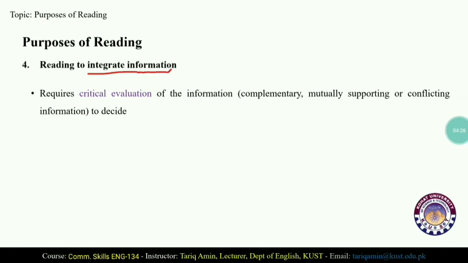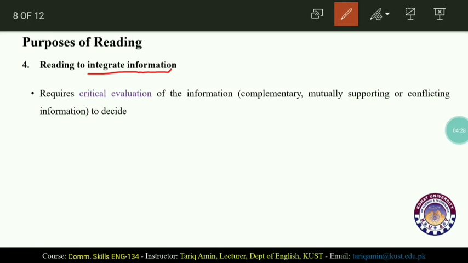For example, it requires critical evaluation of the information. Now the information can be complementary, it can be mutually supporting, or it can be conflicting information. So we come across different information. First of all, we critically evaluate the information. We evaluate the complementary information. We critically evaluate the mutually supporting information. And we also critically evaluate conflicting information.